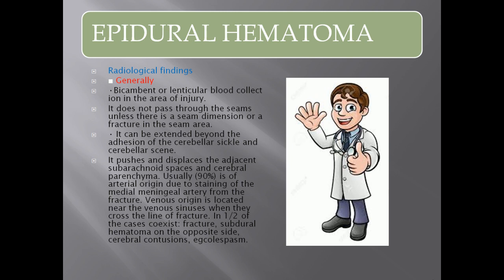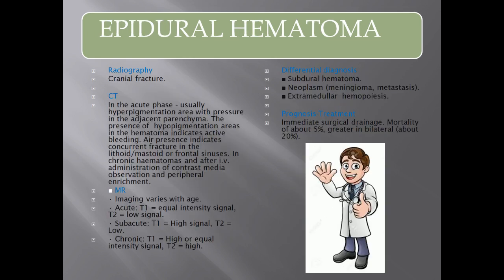It can extend beyond the attachment of the tentorium cerebelli and falx. It pushes and displaces the adjacent subarachnoid spaces and cerebral parenchyma. Usually, 90%, it is of arterial origin due to tearing of the middle meningeal artery from the fracture. Venous origin is located near the venous sinuses when they cross the line of fracture. In one half of the cases coexist fracture, subdural haematoma on the opposite side, cerebral contusions, and other injuries.